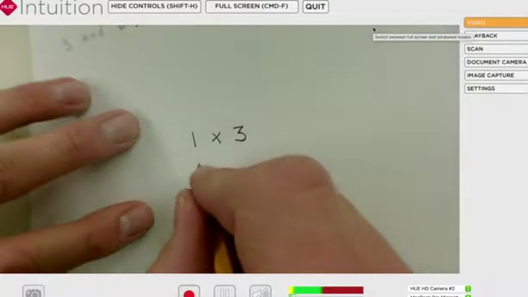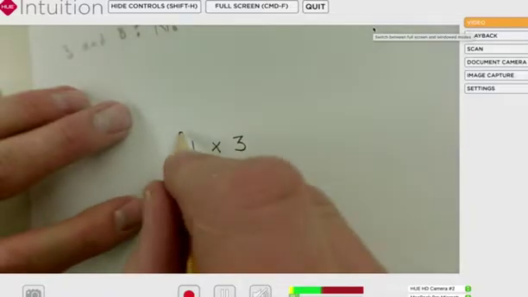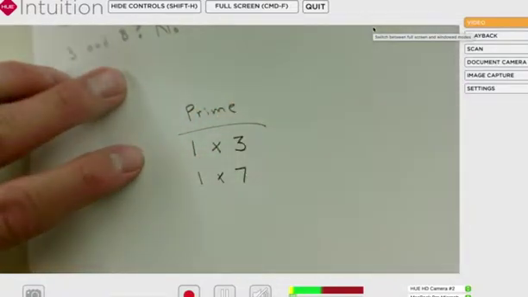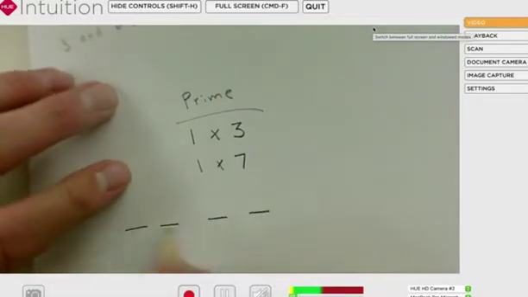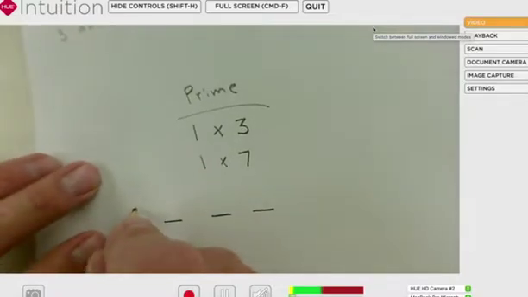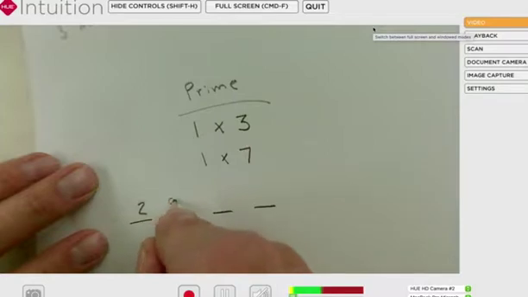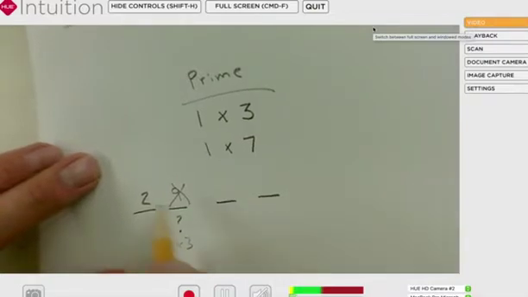1 times 3 is an example of that, and 1 times 7 is an example of that. And I'll bet you know what these ones are called. They're called prime numbers. A prime number only has 2 factors. Other examples of primes are, oh, I don't know, probably like a 2 and maybe like how about a 9? You think a 9 would be a prime? No, cross that out. A 9 is not a prime number because you could also use 3 times 3 to get it. It has more than 2 factors, so we don't want that on the list.